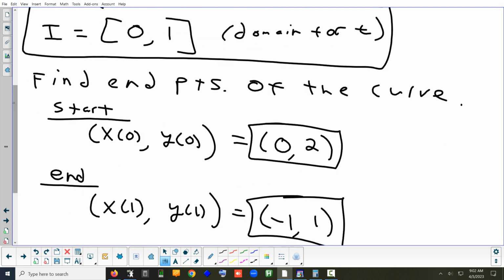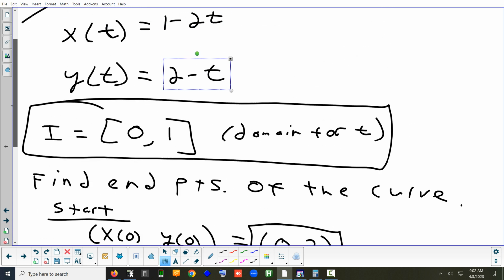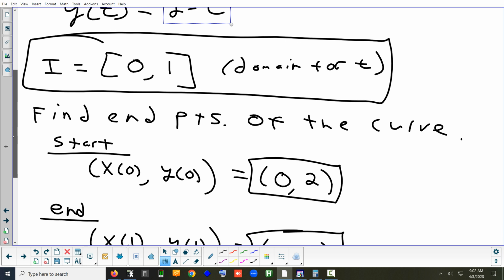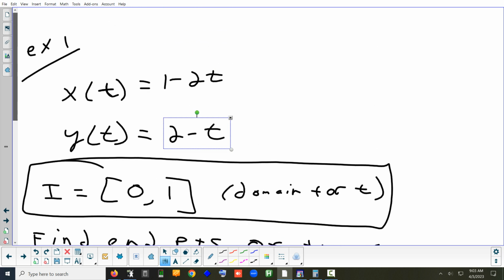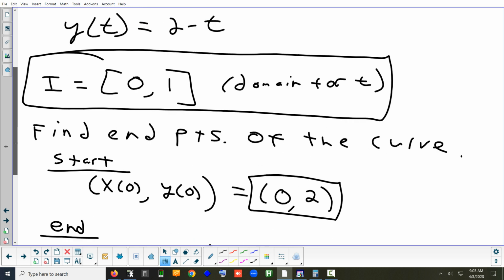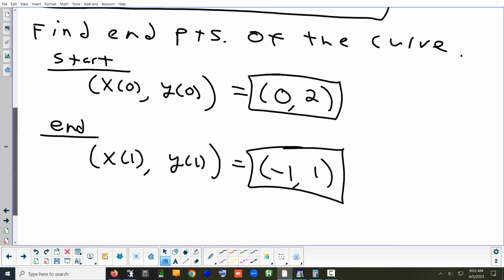All right, any questions on that? Yeah, is it negative 1? Negative 1? So we plugged in 1 for t, and we had 1 minus 2, which gives me negative 1. All right, now let's draw that on the calculator and see what it looks like.